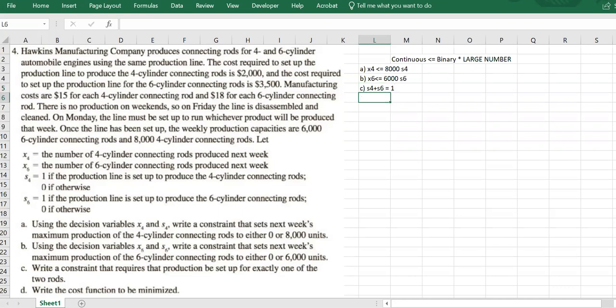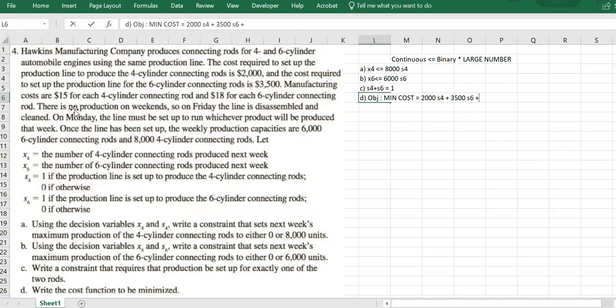And for the last part, write the cost function to be minimized. The cost function that we want to minimize is the total cost. So the objective function is the minimization of cost, and cost has two components, a fixed cost and a variable cost. We have to spend 2,000 if we produce 4-cylinder, so 2,000 S4, plus 3,500 if S6 is 1, plus 3,500 S6. This is the total fixed cost that we have to pay.